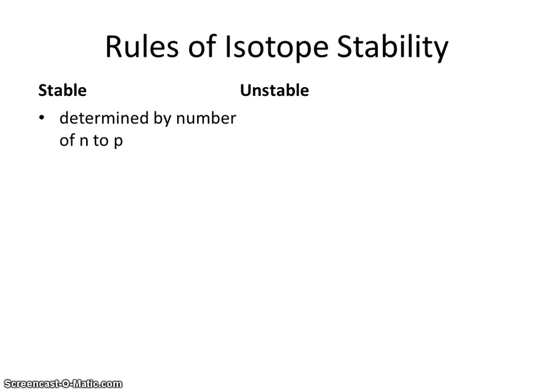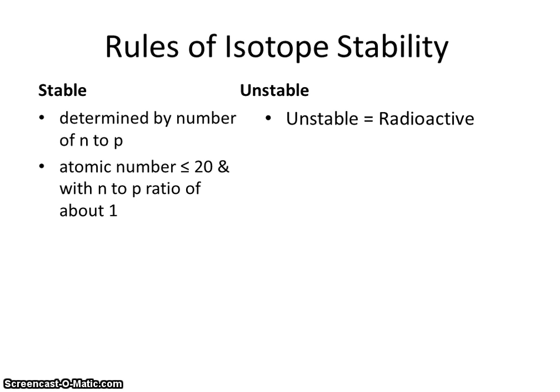So a stable isotope is determined by the number of neutrons to protons. If it's an even number, so if the number of neutrons can be evenly divided by the protons, we're going to have very stable. If it's unstable, this is the type of isotope that is radioactive. So anything with an atomic number less or equal to 20 with a neutron to proton ratio of about 1 is going to be stable.